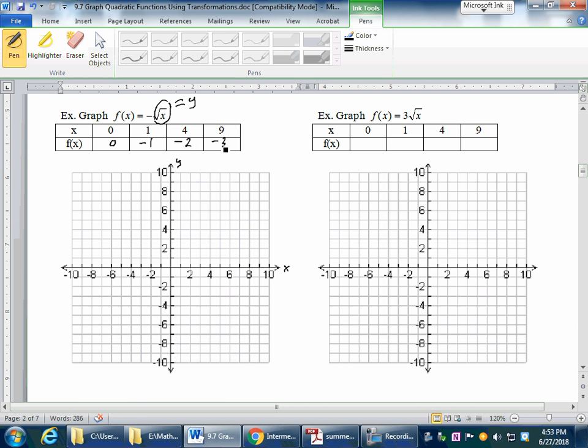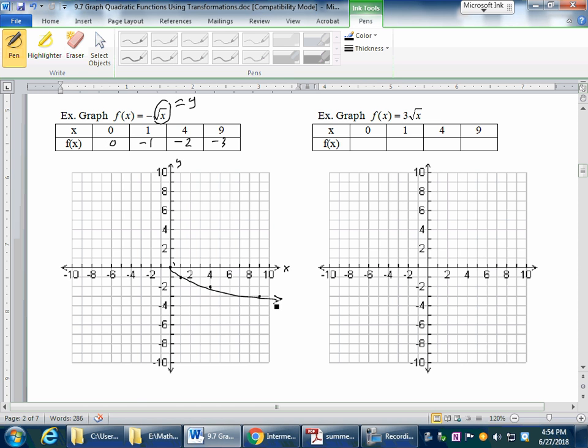So my graph will become at 0 will be 0. At 1 will be negative 1. At 4 will be negative 2. And at 9 will be negative 3. And notice that the graph is what? Reflected about the x-axis. Okay, my graph, I'm not drawing very nicely. So it should be a very nice curve. So let me redraw it, retry it. So now we got a reflection about the x-axis.